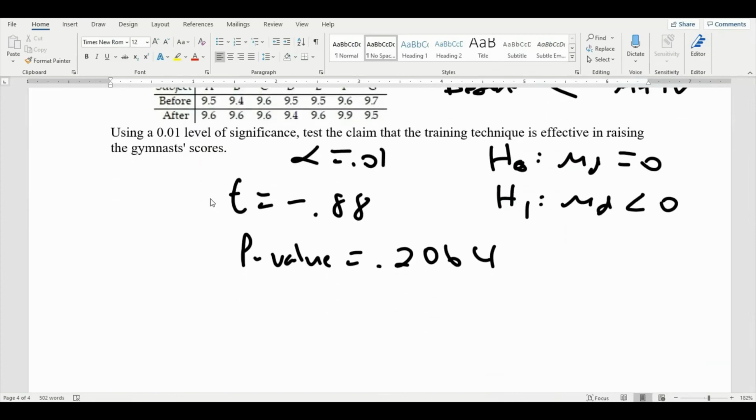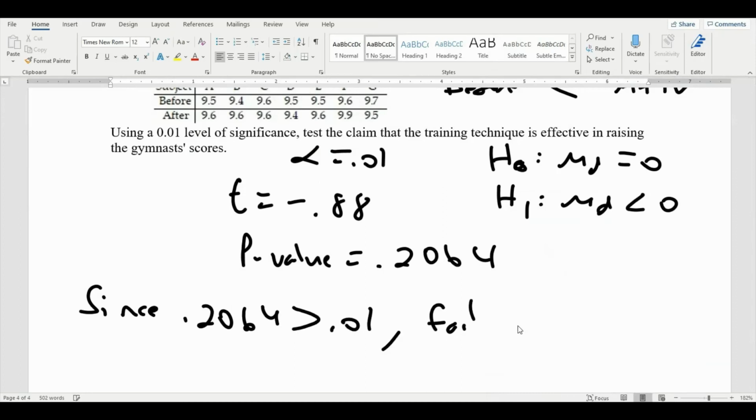But anyway, since 0.2064 is greater than 0.01, what do we do? We fail to reject. Fail to reject. Just too big. Could have happened by chance. So there's no evidence that the training technique is effective in raising the gymnast scores. There's no evidence to support it. Not saying it doesn't, just don't have any evidence based on this sample.